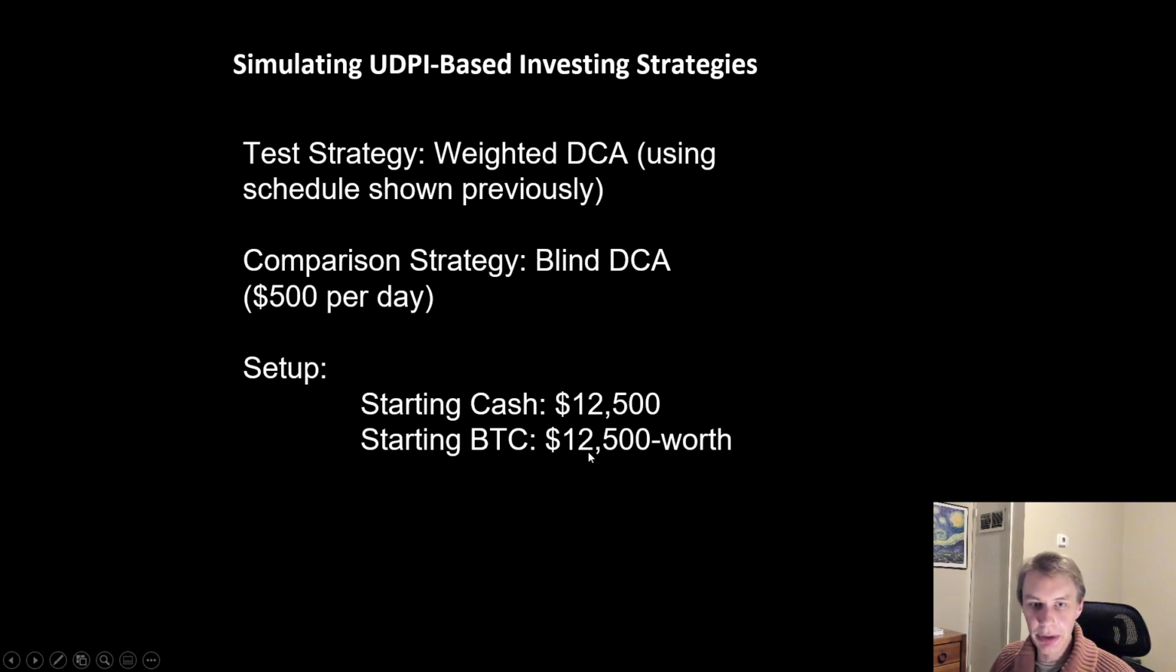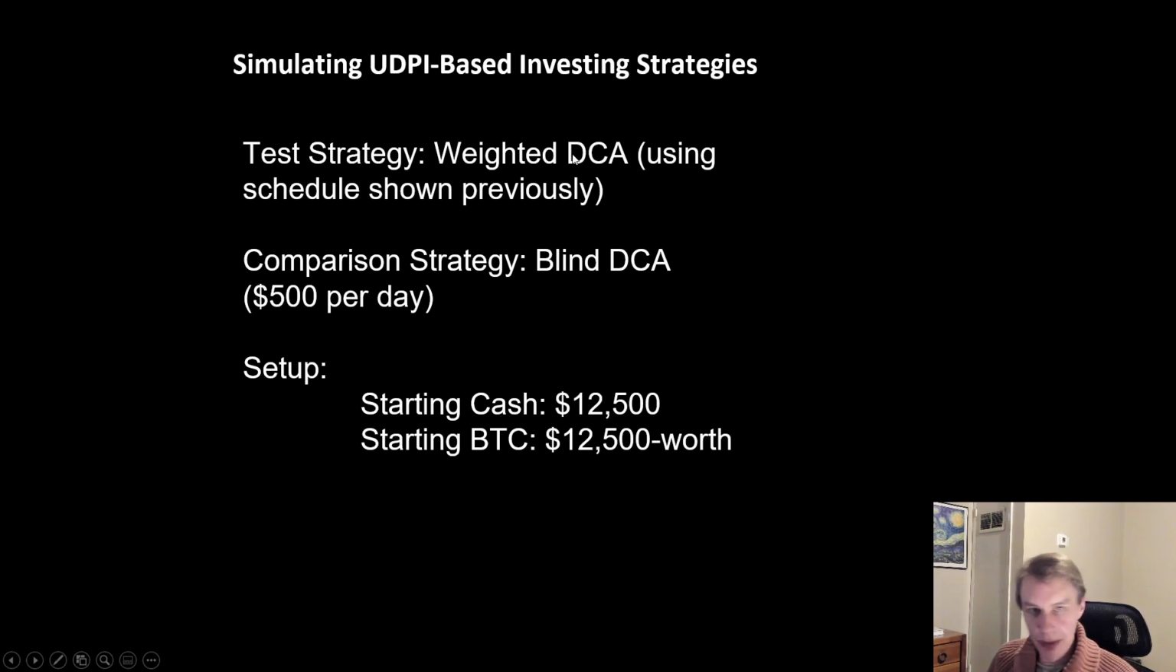And I'm also going to be giving this kind of person the benefit of the doubt by saying that we're going to have both players start with $12,500 worth of Bitcoin at the start. So we're going to imagine they both have a position already in Bitcoin, and then they have this amount of money to put into Bitcoin after that. $12,500 more they're going to put in. This person's going to use this weighted DCA strategy to figure out how to put this in. This comparison person's just going to put $500 a day of this in until they run out of money. Then they're just going to hold the Bitcoin for the rest of its entire price history.